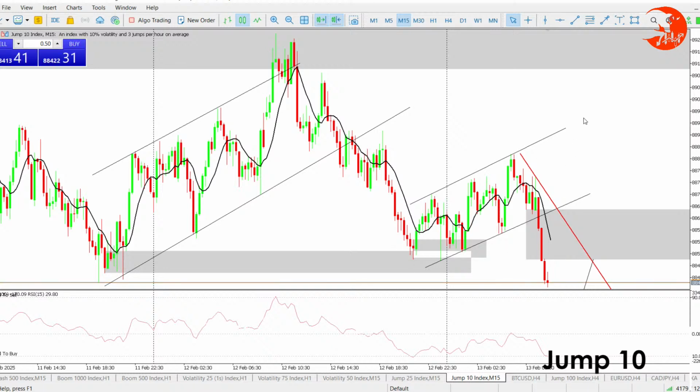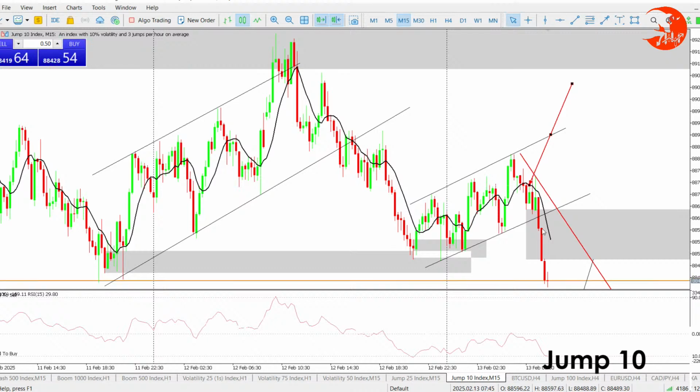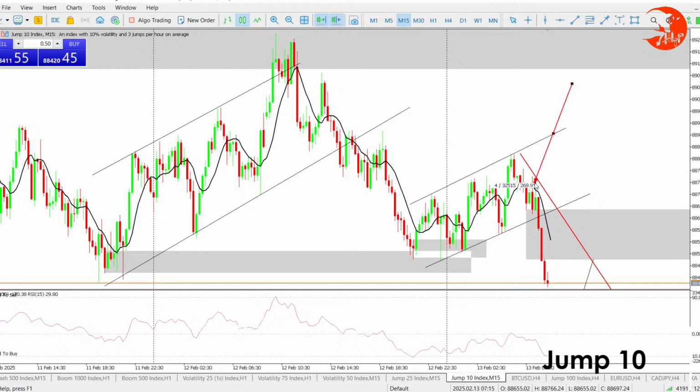Yeah. So we missed an entry, by the way. We missed a perfect entry right about there. Actually, it would have been just on that candle right there. Push when price went below the 10 MA. That's how we would have entered on these sell candles right there. That's how we would have entered.